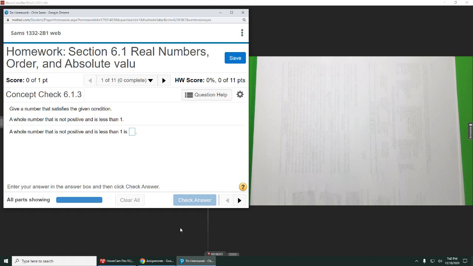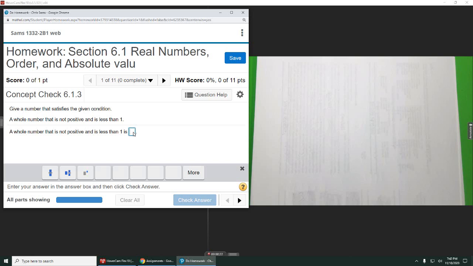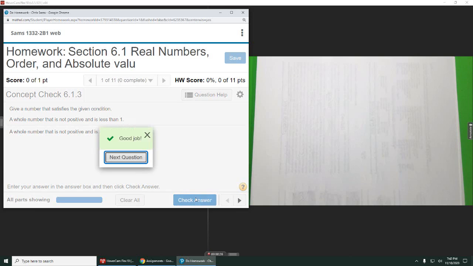All right, so number one on 6-1, real numbers, order, and absolute value. This first question wants us to list a whole number. Okay, so we know what the group of whole numbers are. They're 0 and all the positive numbers. So we want to list a whole number that is not positive and is less than 1. There's only one whole number less than 1, that would be 0. Okay, from that definition we saw in the text.